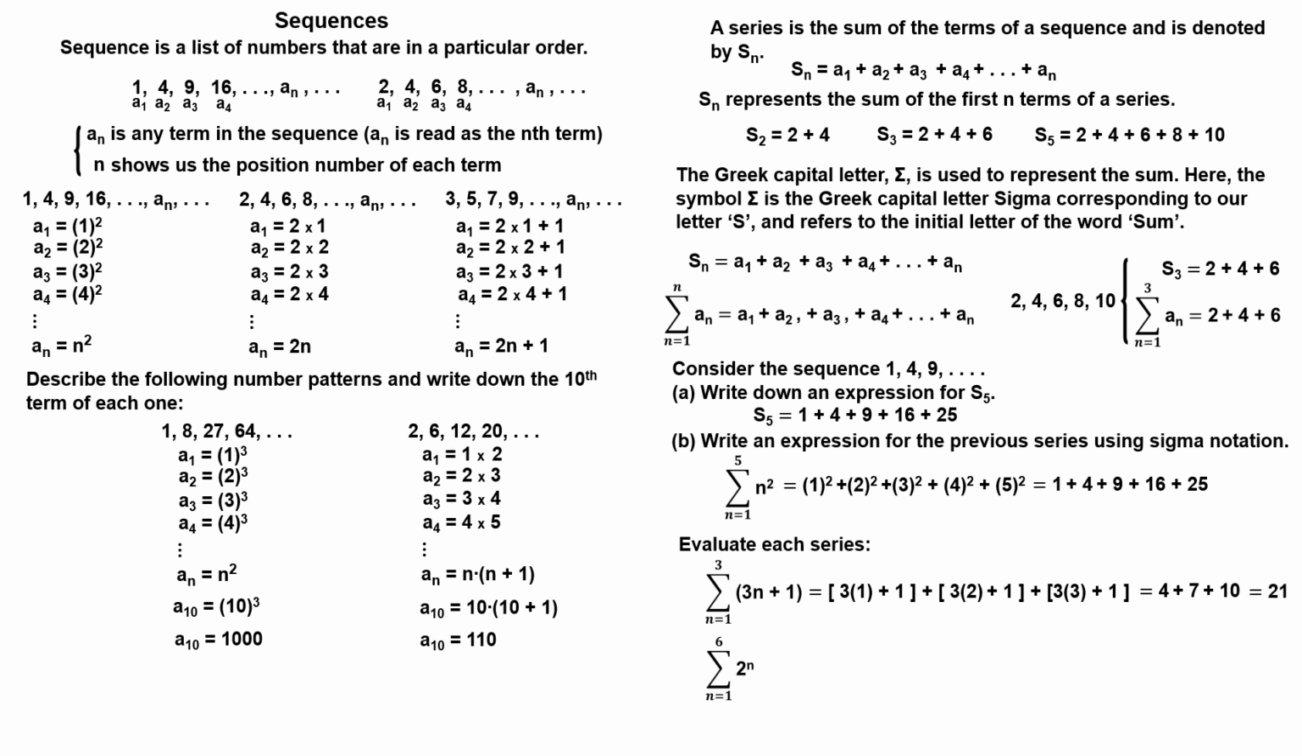The second series means add up the values 2 raised to the power of n from n equals 1 to n equals 6. To generate the terms of this series, substitute consecutive integers beginning with n equals 1 and ending with n equals 6.